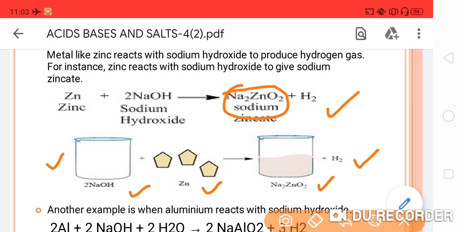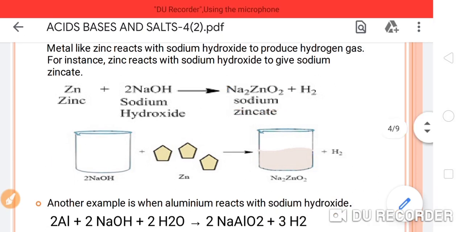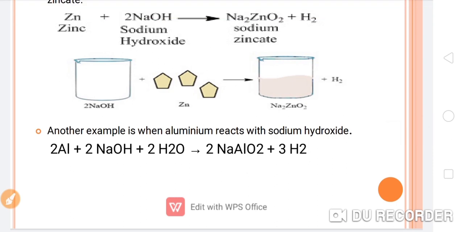Okay, now next, another example, aluminium. When aluminium reacts with sodium hydroxide, it will convert into water and sodium aluminate, and hydrogen gas will evolve. Is it clear?